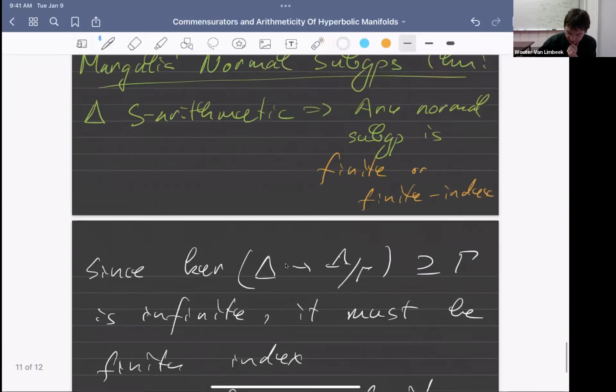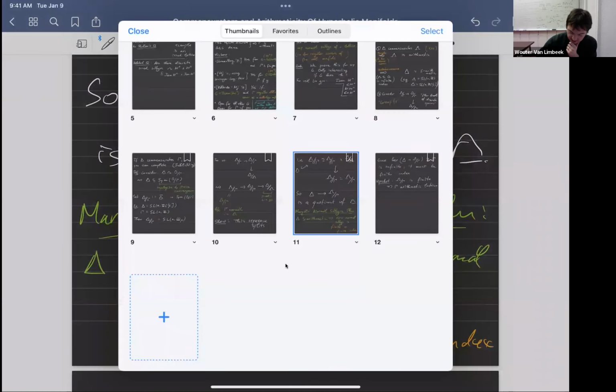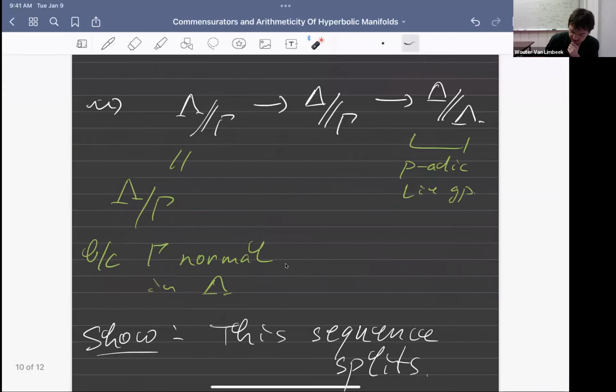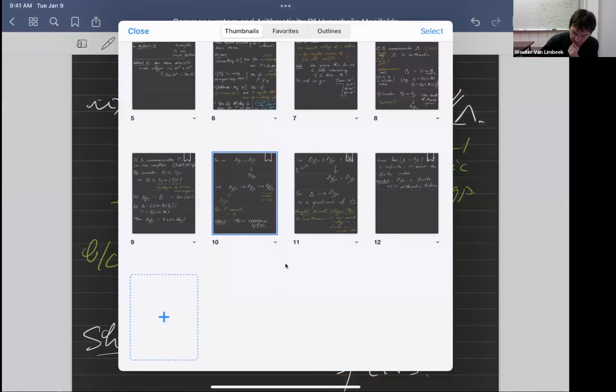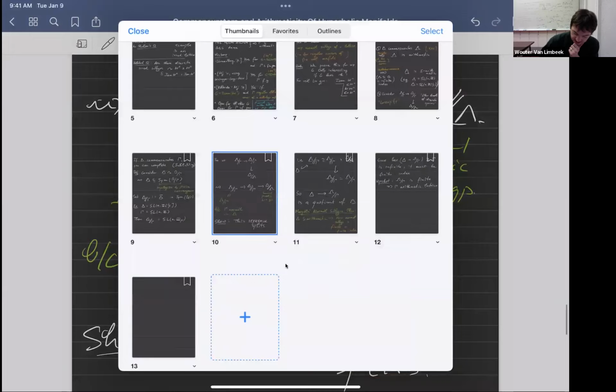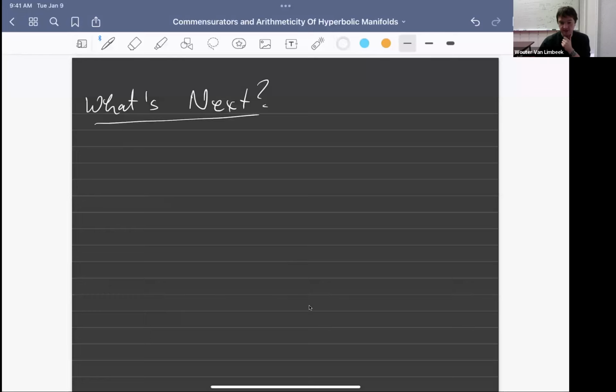Of course, I skipped for you, and if you want, I can say more about this, why this sequence splits. But I thought instead I would tell you, I feel like I owe you at least some dynamics. And so I wanted to tell you a little bit about what might be next and how this relates to dynamics.